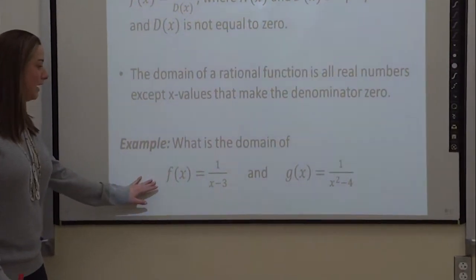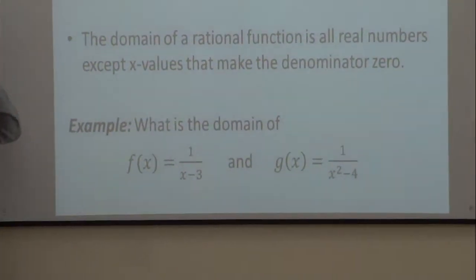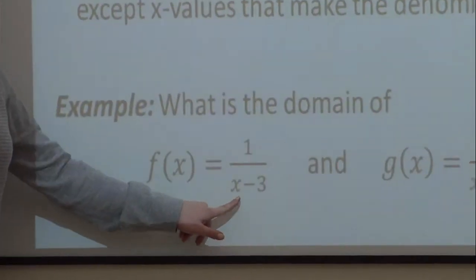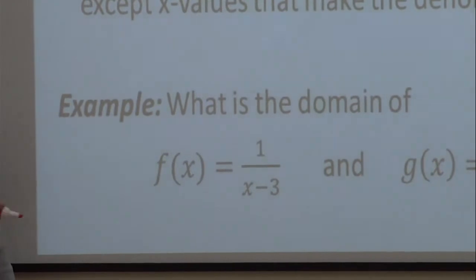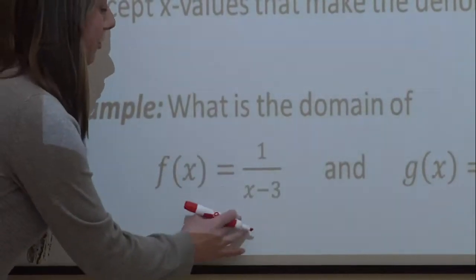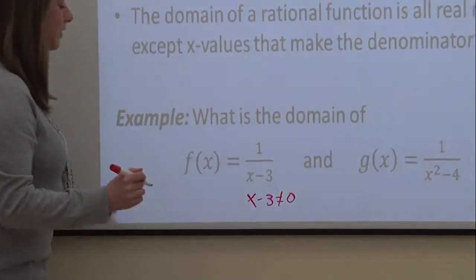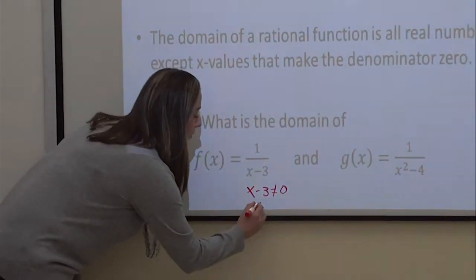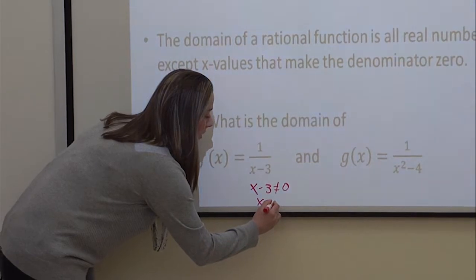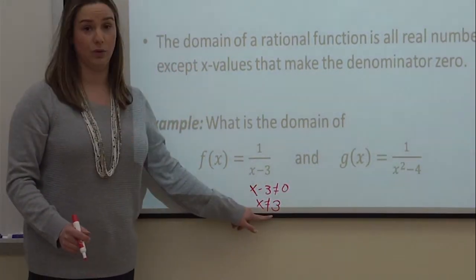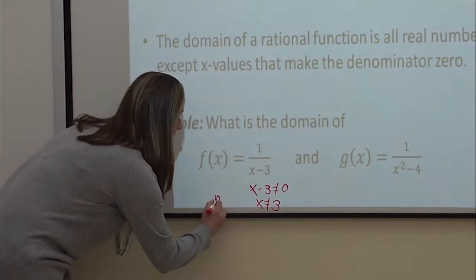What is the domain of f of x and g of x? So if I look at f of x, I'm going to examine the domain. When is this equal to 0? That's going to be our restriction. So I take my denominator, x minus 3, and I say, when is this going to equal 0? So my domain is going to be all reals except x can't equal 3. That's my domain.